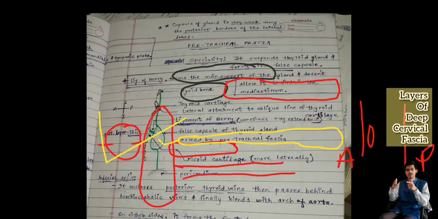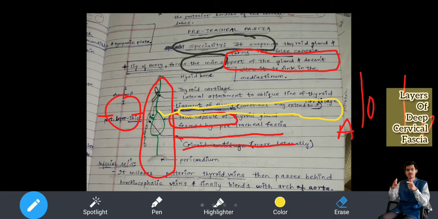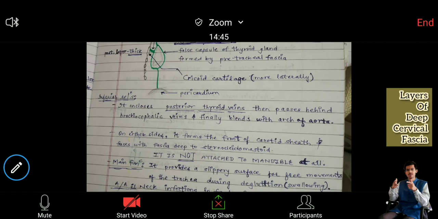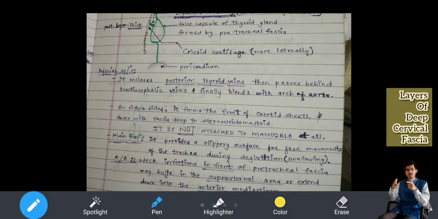Oh, just a second. So we will erase this all. Now if you see in the inferior relation, okay, what have I written? In the inferior relations you can see that it encloses the posterior thyroid veins.